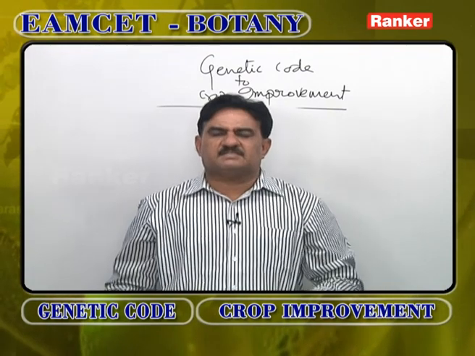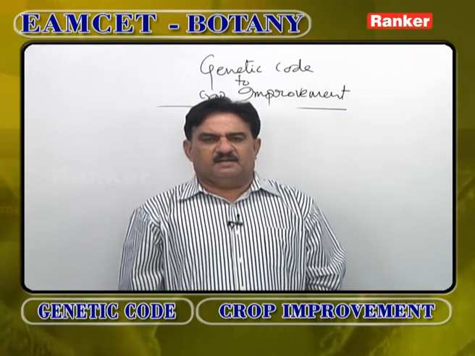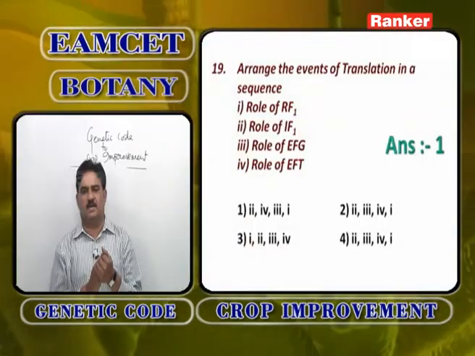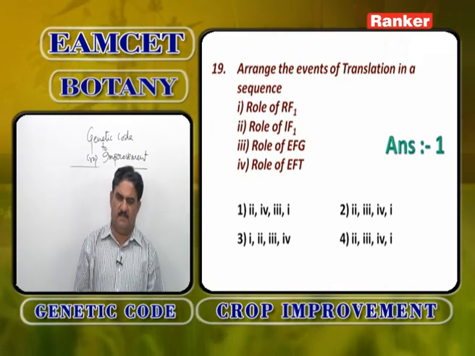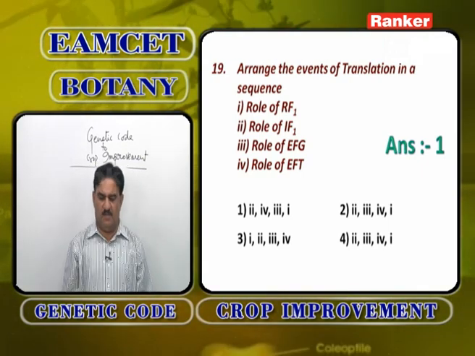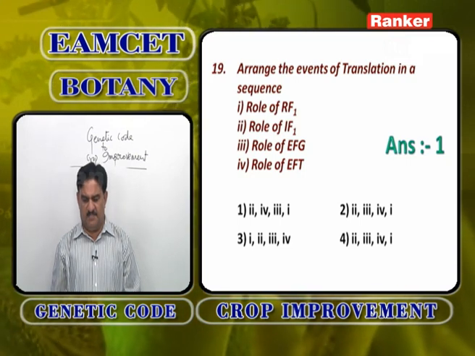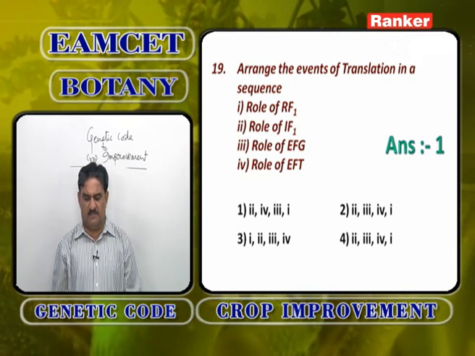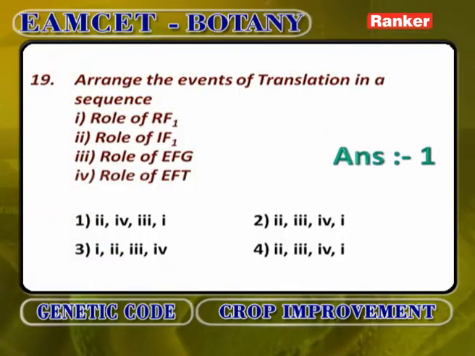Last is RF1. There are releasing factors 1, 2 and 3. Releasing factors 1 and 2 identify the nonsense codons, and releasing factor 3 identifies releasing factors 1 and 2. So, first is the role of IF1, then EFT, then EFG, finally RF1. The sequence is 2 4 3 1, the first option. Arrange the events of translation in a sequence.